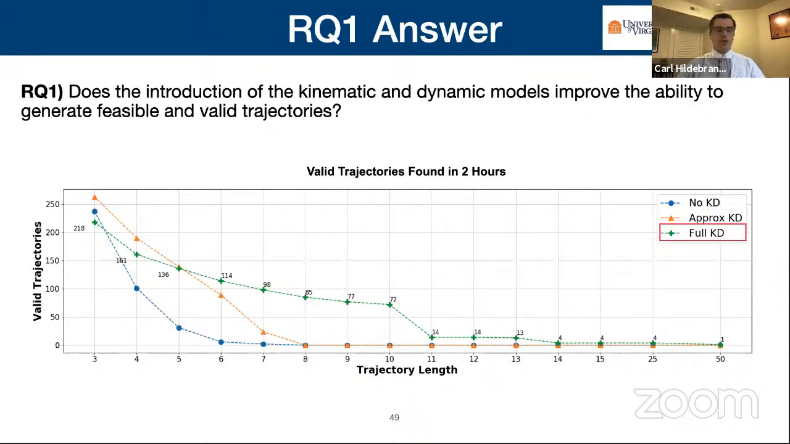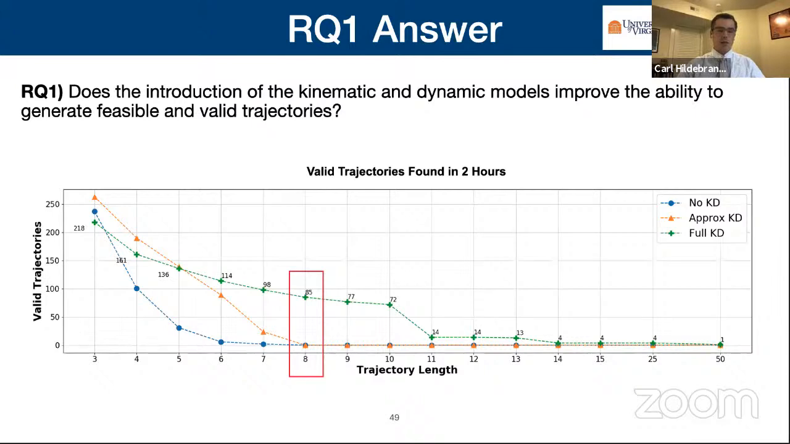We found that for short trajectories of length 3, it was better to randomly search the graph or search the graph using the approximate kinematic and dynamic model. However, using the full kinematic model started to outperform both techniques after about trajectories of length 5. And in fact, by length 8, both no kinematic and approximate kinematic techniques were unable to generate physically valid trajectories in the given amount of time.